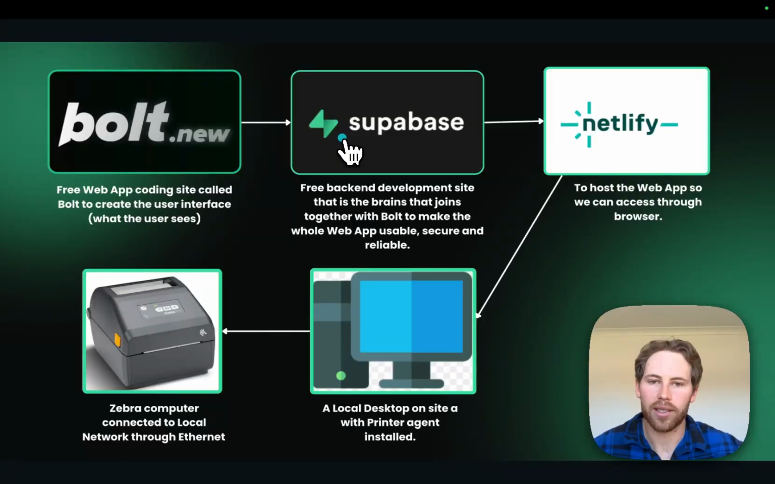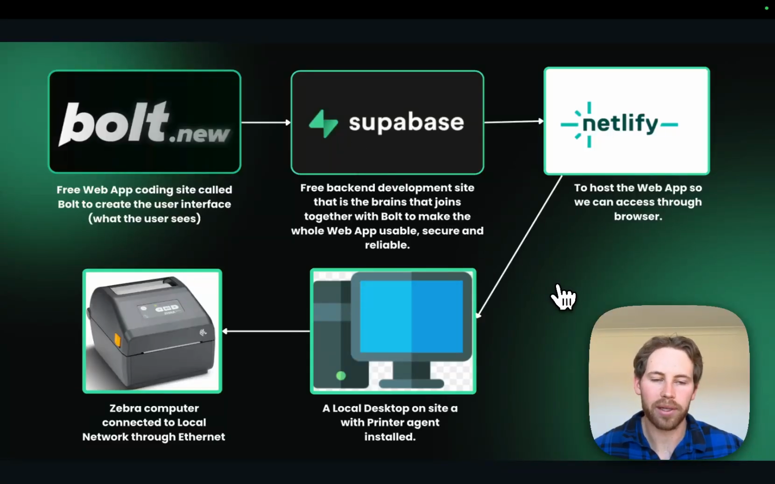For the back end, so the brains of the operation, I used Supabase, and this allowed me to create a login and authentication so not anyone can use this application. It allows you to enter and store your printer details and create your print jobs so you can push that data to your printer. And then I used Netlify to host the application so you can find it on your normal browser. Bolt, Supabase and Netlify are all built to easily integrate with each other, so it was very easy to get these to all work together.